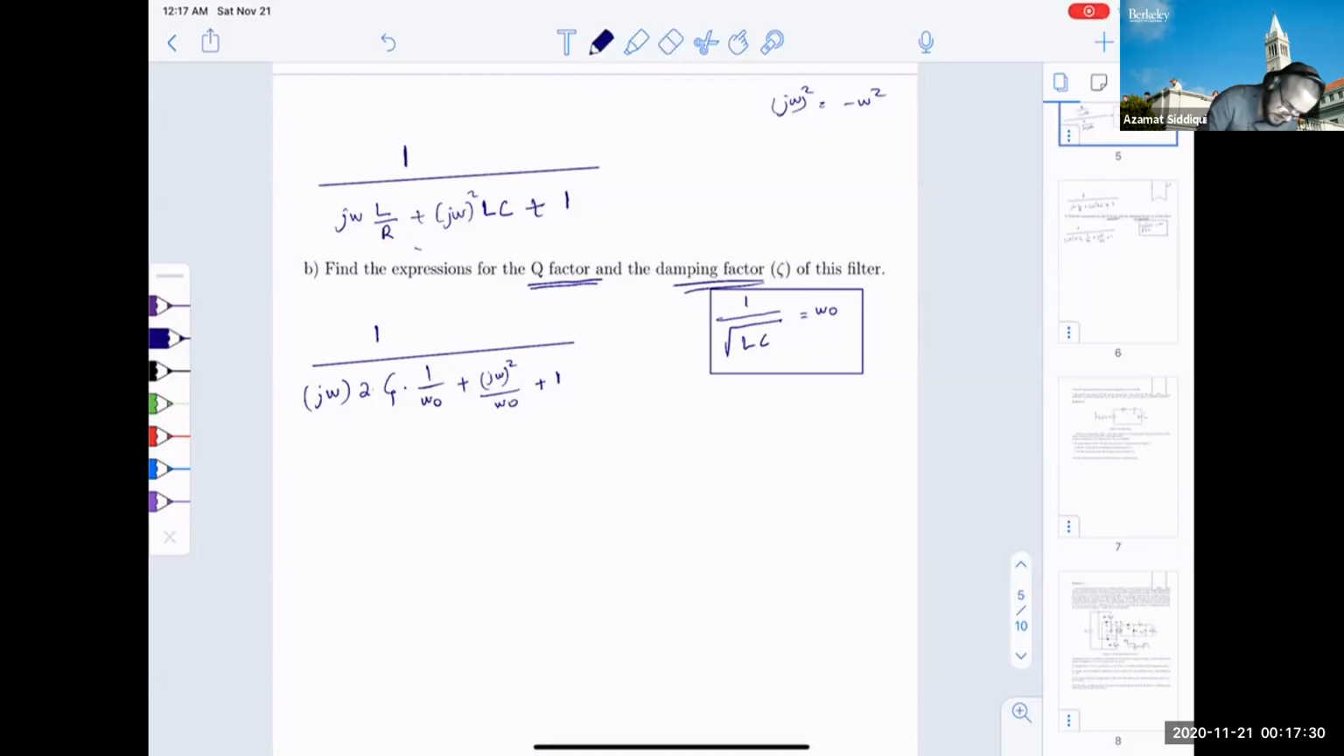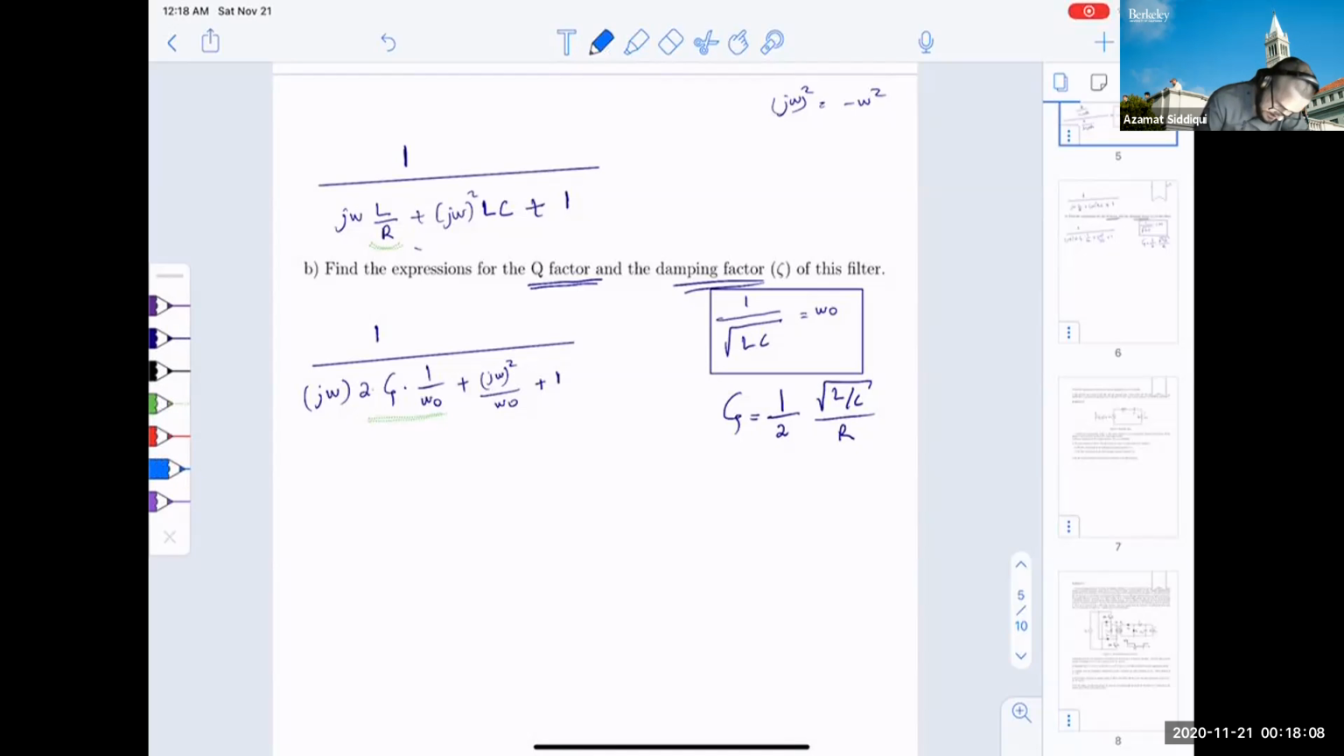writing this down, psi, whatever you call it, is just going to be 1/2 multiplied by square root of L over C divided by R. So if you want to go back to this expression right here to get back L over R, you just plug in these values back and do a quick check for you.